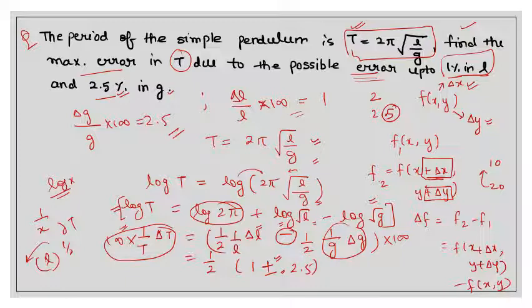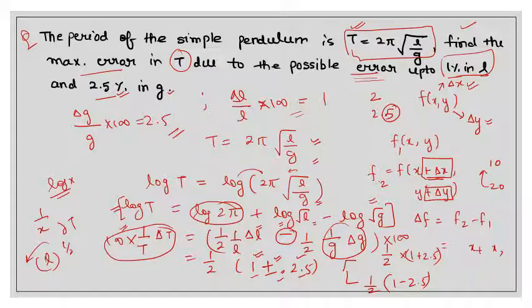So there can be two possible values if we have errors, half into 1, correct? So 1 plus 2.5 and half 1 minus 2.5, correct? So if you will do half 1 plus 1.5, let me erase this bit, just bear with me.